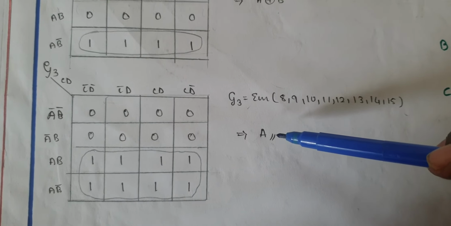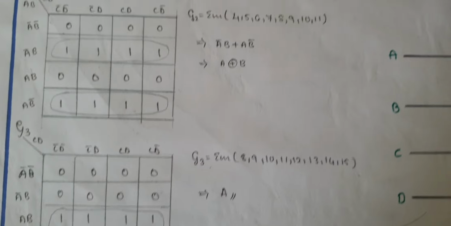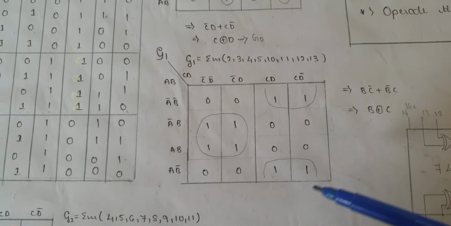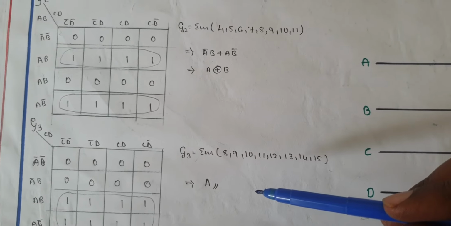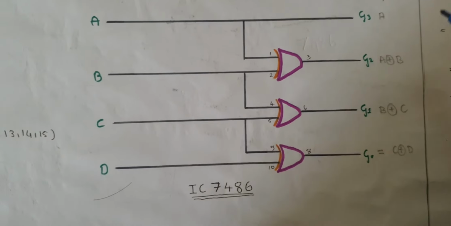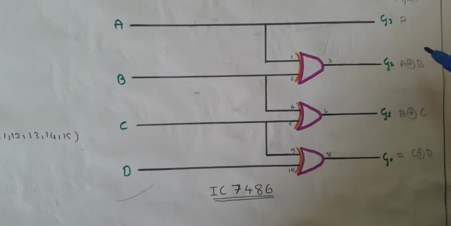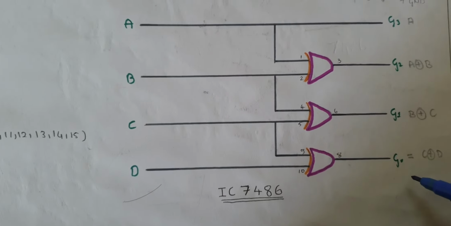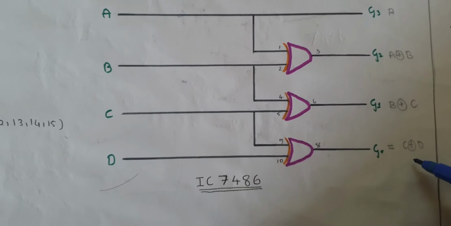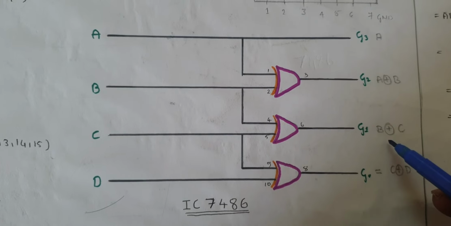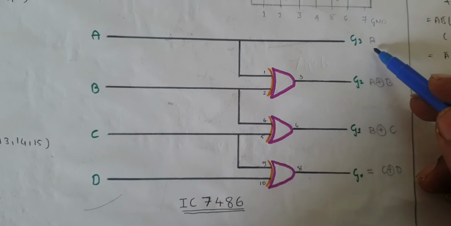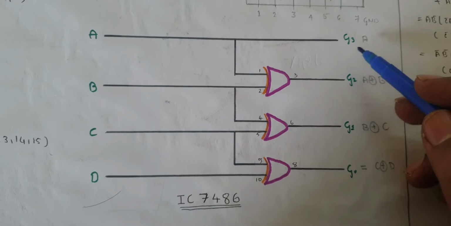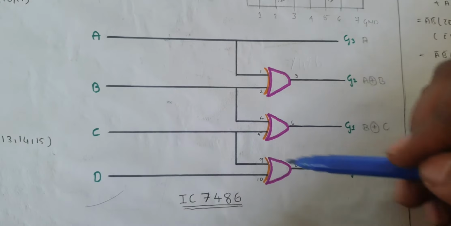Soon after getting the answers for G0, G1, G2 and G3, it is easy for me to plot the circuit diagram. So the circuit goes like this. The answer for G0 is C XOR D, G1 is B XOR C, G2 is A XOR B, G3 is A. The inputs are here.